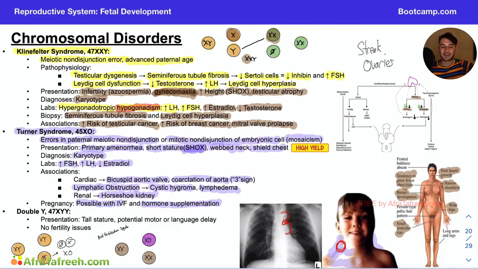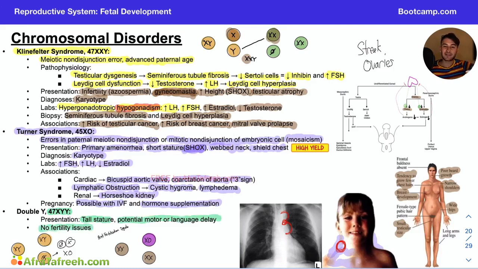Let's wrap up by talking about a slightly more simple pathology called 47XYY. And this is going to be pretty simple on test day. This is just an extra Y chromosome. It's going to present with tall stature and a little bit of a motor or language delay, but there's going to be no fertility issues here.